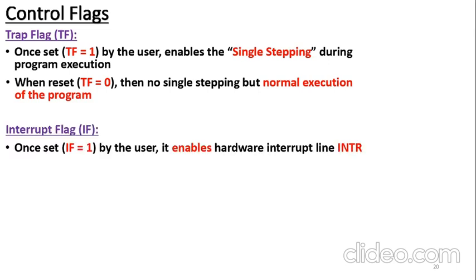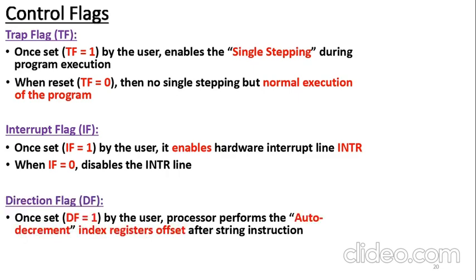Then next is the interrupt flag, IF. When the interrupt flag is set to 1 by the user, it enables the hardware interrupt line INTR. INTR is nothing but the lower priority hardware interrupt line of the 8086 processor, and that will be kept enabled whenever the interrupt flag is equal to 1. And whenever the interrupt flag is reset to 0 by the user, it disables the INTR interrupt line.